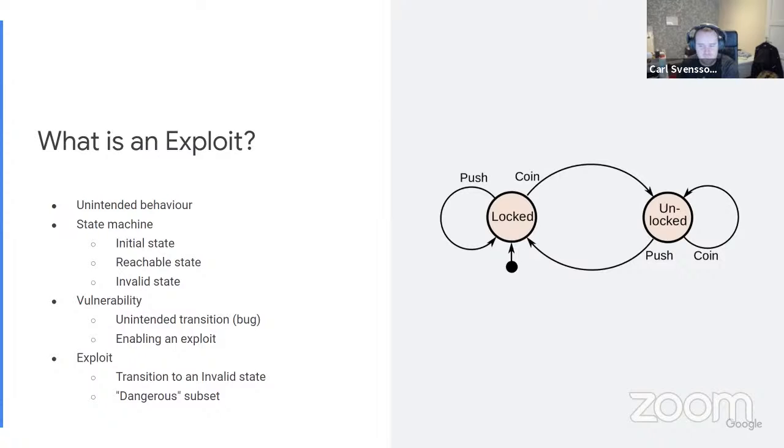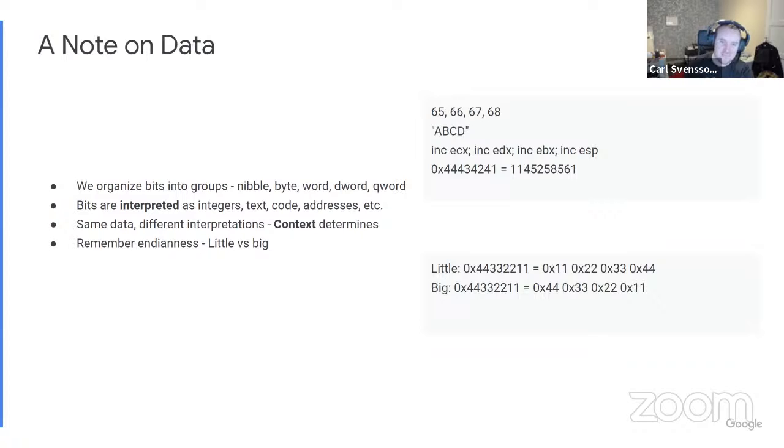Anyway, that was a little bit of philosophical thought about exploits and vulnerabilities. Something very important to keep in mind, especially when dealing with low level stuff, is how you think about data in a computer. We organize bits into groups like nibbles, bytes, words, and so on, and these bits are then interpreted as different things. They could represent numbers, text, code, images, a pointer in memory to other memory, and so on. The important thing is that the bits themselves carry no inherent meaning. The data doesn't care or know if it represents a number or text or whatever. It's all about the context in which it's being used.